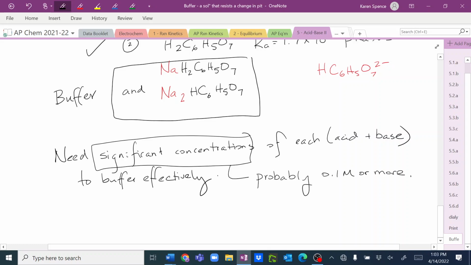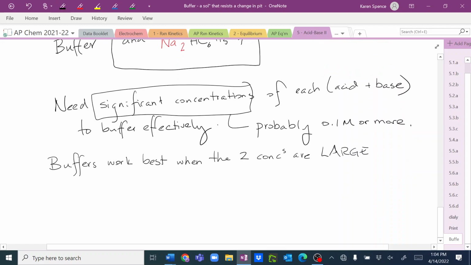But you will see questions where there are buffers that have 0.05, things like that. Buffers work best, and are easiest to work with, when the two concentrations are large and approximately equal, or close to equal.